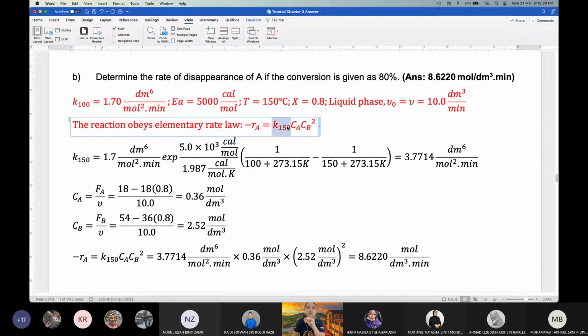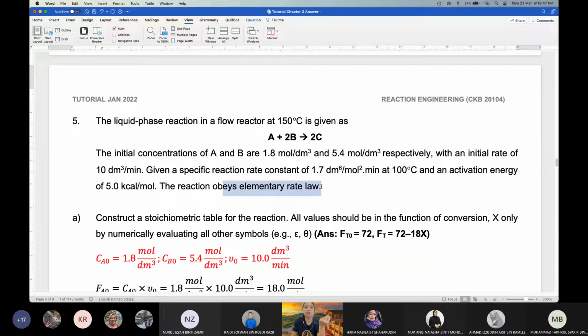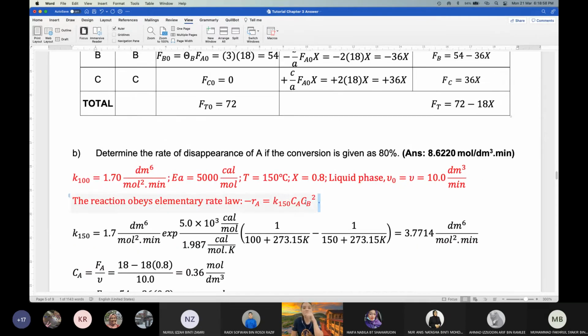You better indicate. Kamu dah kena indicate dalam kamu punya penyelesaian. K tu pada suhu apa? So that you won't make the mistake in the calculation. Because you know, K mesti ikut suhu tindak balas. Okay, so you write K subscript 150 means K pada 150 Celsius. Then, the concentration, reaction order dia. Since this follows elementary rate law, so dia kata it follows elementary rate law. So reaction order with respect to A is first order. Reaction order with respect to B is second order. That's why you get K, CA, CB, power of 2. CA power 1, CB power 2.